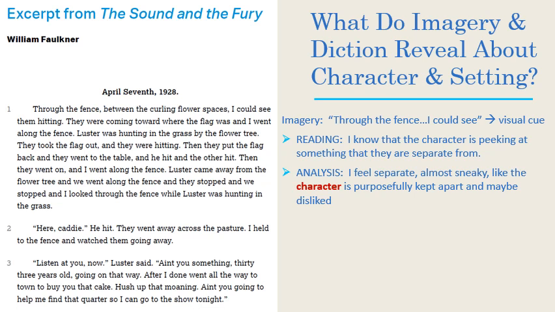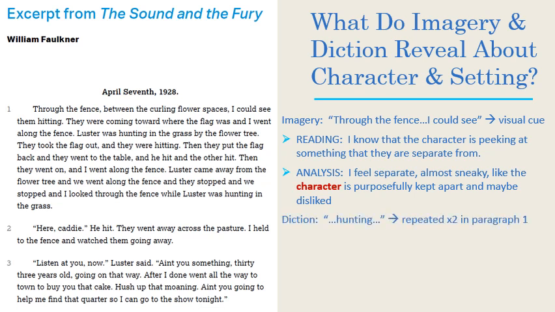So just this one single piece of imagery, barely even a complete sentence, tells us actually quite a bit about this character and the situation that they're in, and it makes us wonder, you know, what's going on with this character if we're careful. And that's just a single piece of imagery.